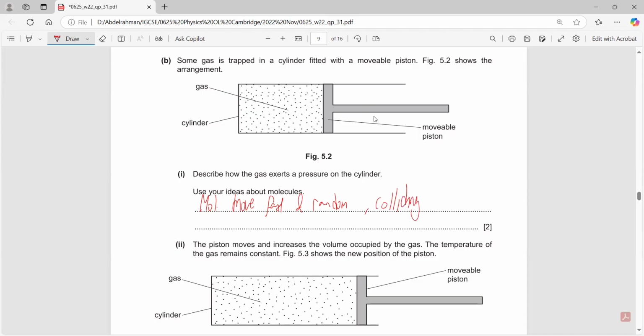Colliding with the walls, exerting a force over an area. And we know that force over area is pressure.